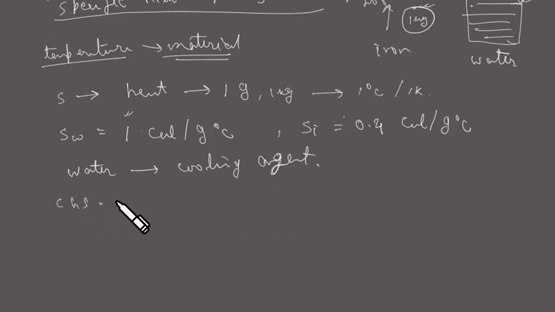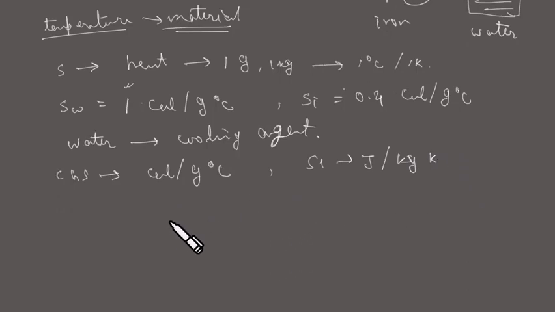The CGS unit of specific heat capacity is, as we have already said, calorie per gram per degree Celsius, and the SI unit is joule per kg per Kelvin. Joule per kg per Kelvin, that's the SI unit of the specific heat capacity.